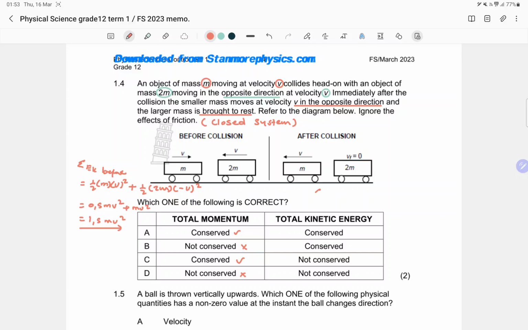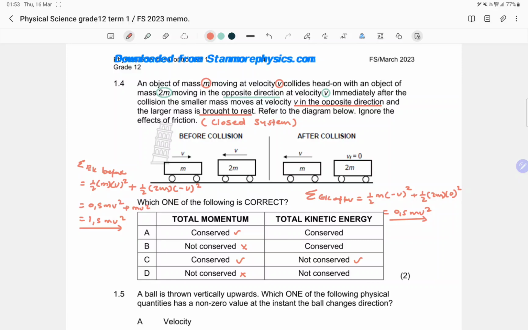But what happens after collision? This one is going to be half m into minus v, because it's now in the opposite direction, squared, plus half 2m. Now the final velocity is 0. So this is basically 0.5 mv squared. So can you see the kinetic energy after collision is less than the kinetic energy before collision. So it is not conserved.